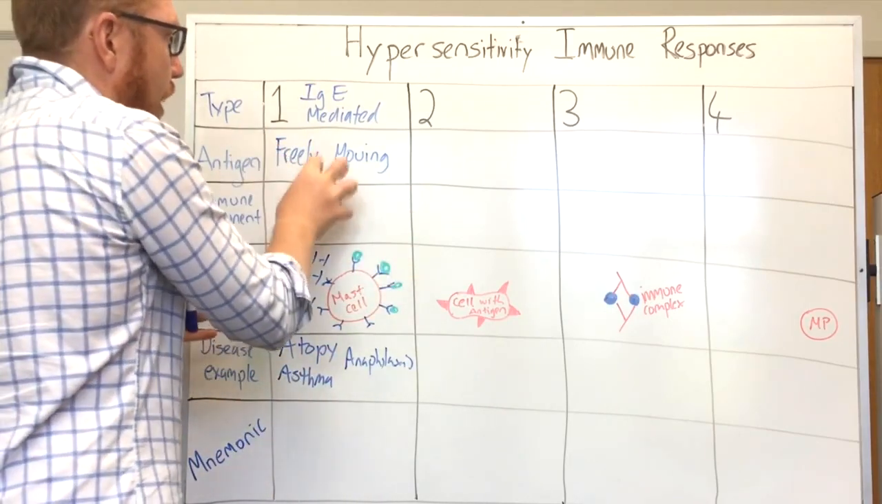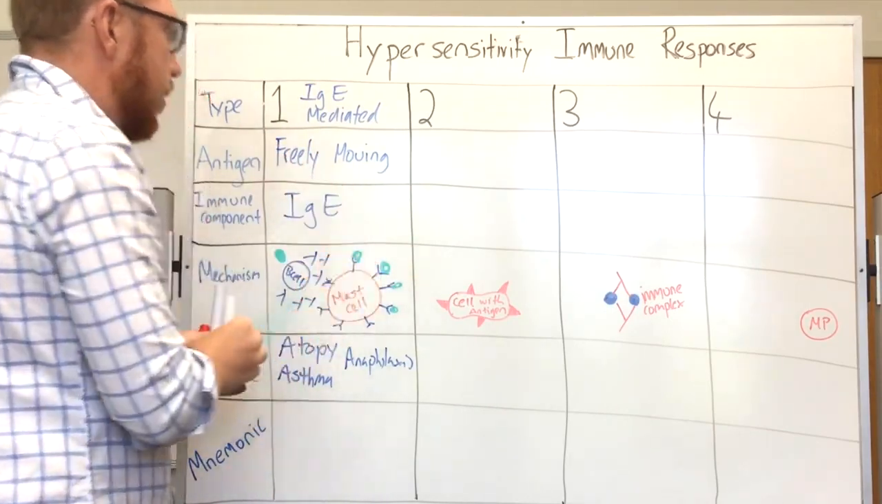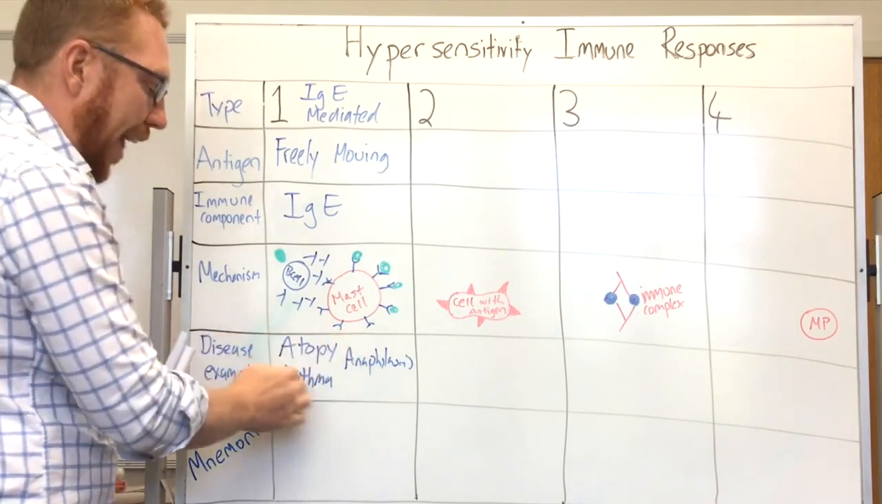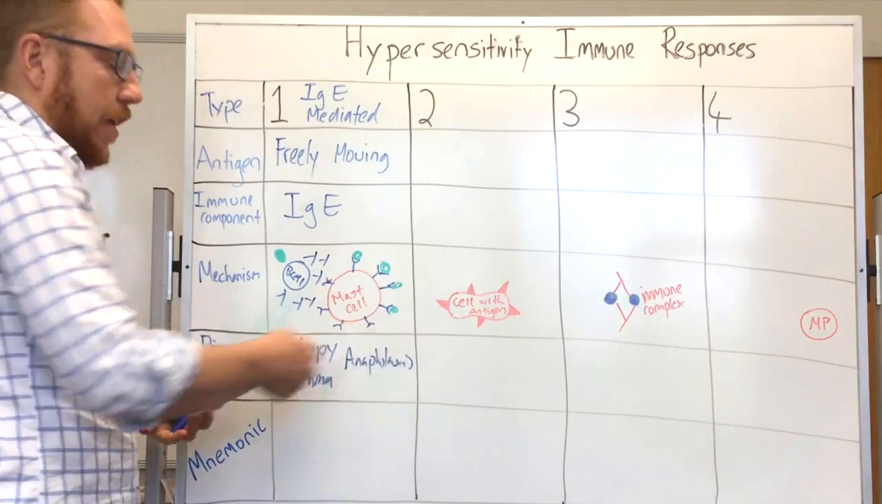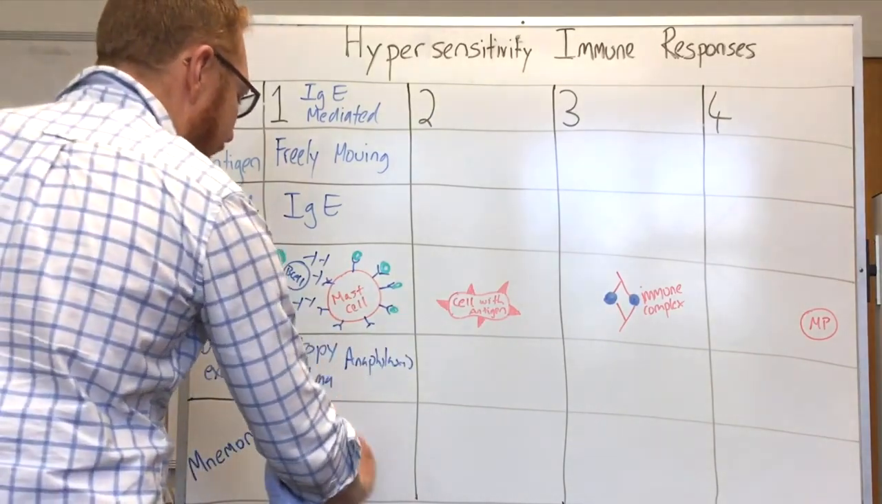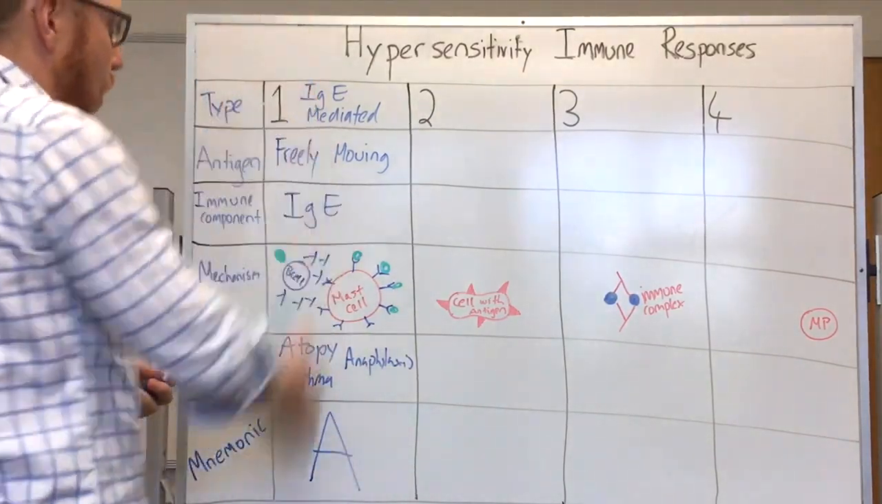It's all centered around IgE, the mast cells, okay. And because we've got a lot of A's here, atopy, asthma, allergies, anaphylaxis, the mnemonic is going to be A. Okay, so that's type 1.